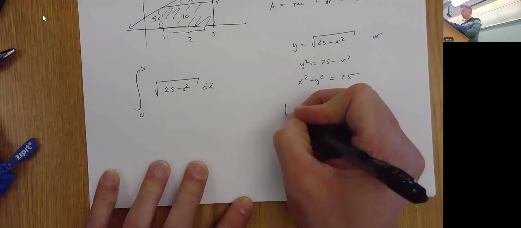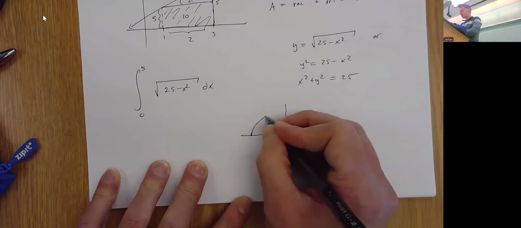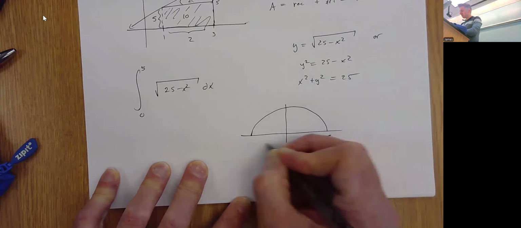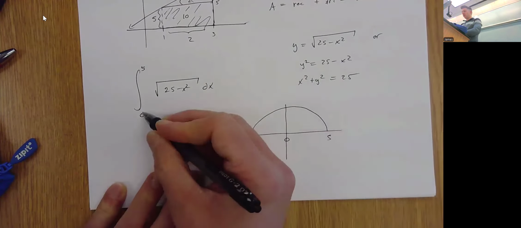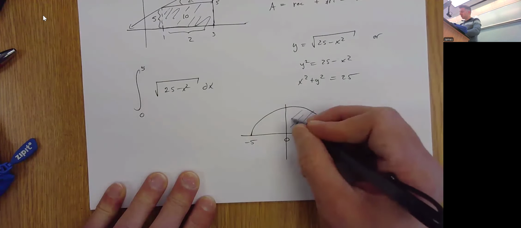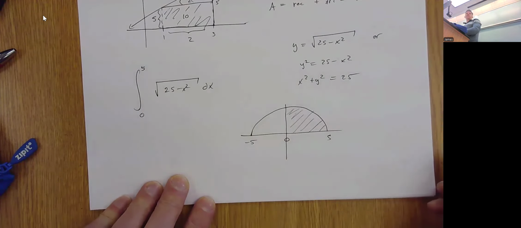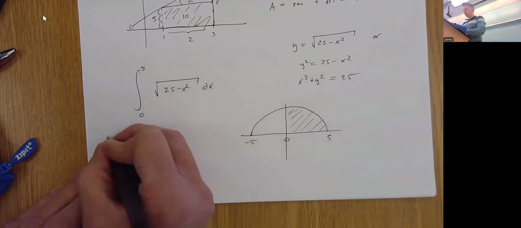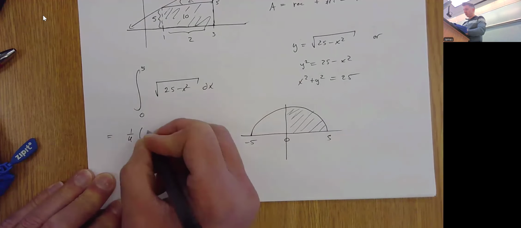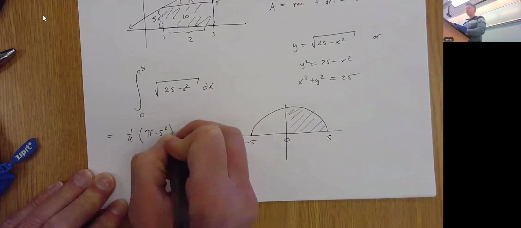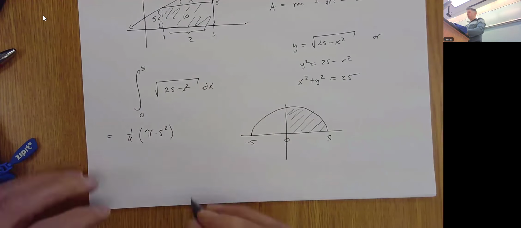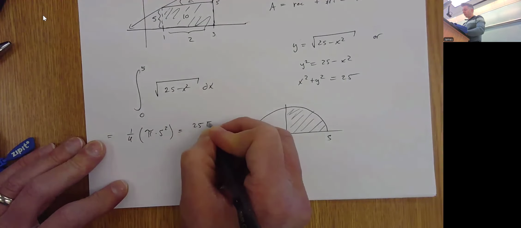And so if I draw that shape, and then go from 0 to 5, I can be like, okay, well, it's a quarter of a circle. So that area is going to equal 1/4 of the area of a circle with radius 5. So 1/4 pi times 5 squared, or if you prefer, 25 pi over 4.